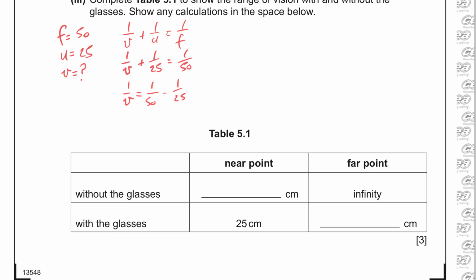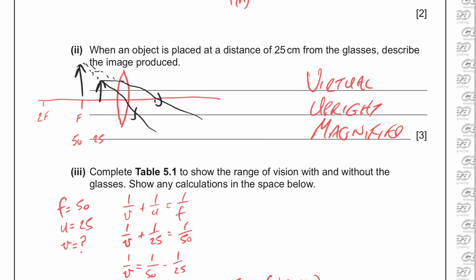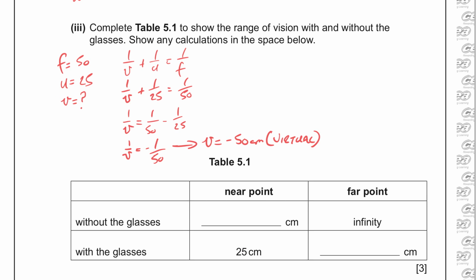1 over 25 is like 2/50ths, so you're effectively subtracting 2/50ths from a 50th, leaving you minus 1/50th. And that means that 1 over v is minus 1 over 50, so v is minus 50 centimetres. And that is what we had surmised from our diagram here, that if we're here at 25, the virtual image will turn up at 50. So that's verifying what our diagram said. So that means that first value is 50.